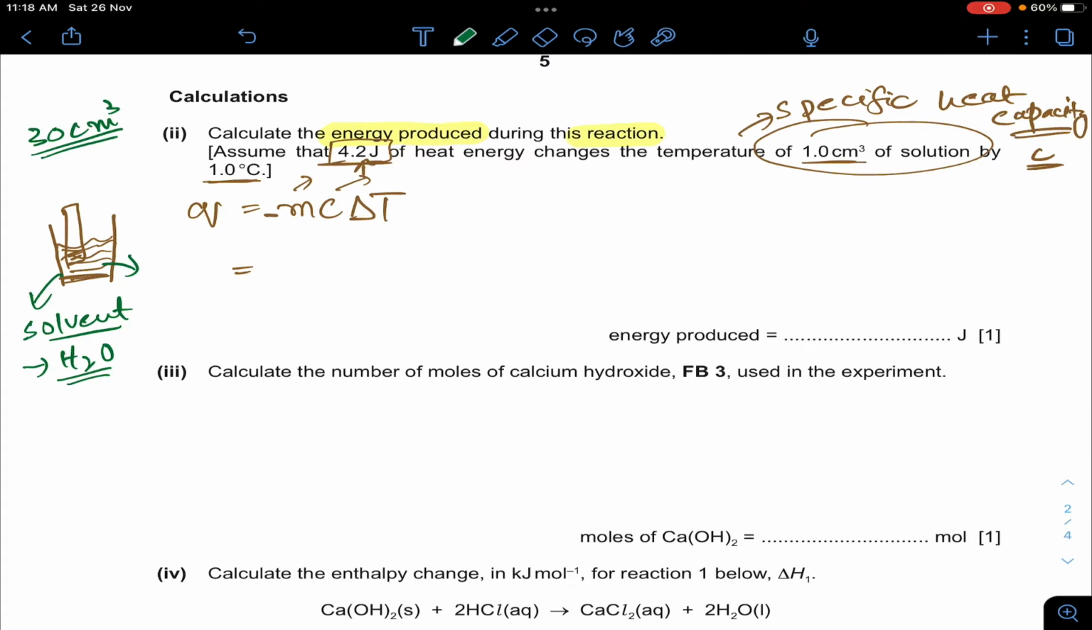In all the calculations of enthalpy changes, you have to make the assumption that you have pure water. And for water, we know that the density of water is 1 gram per cm cube. That means for water, 1 cm cube is equal to 1 gram. So if we have 30 cm cube of water, that means we have 30 grams of water. So the mass of water that we have is 30 grams, right?